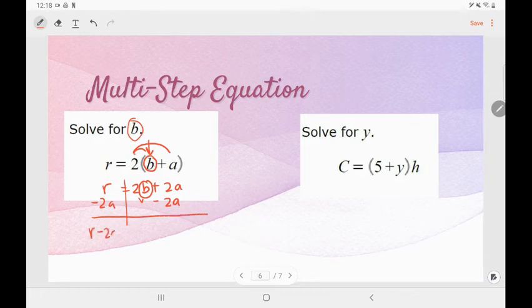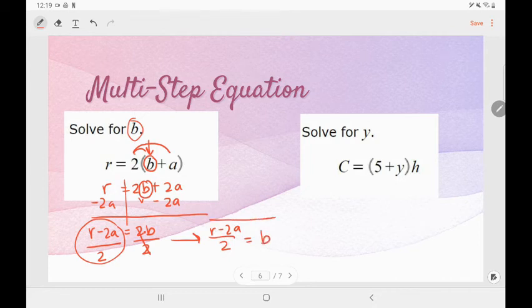R minus 2a equals 2b. I'm going to finish by dividing by 2, because that's multiplication, and my answer then, I'm going to copy and paste it right here, and that would be my answer.